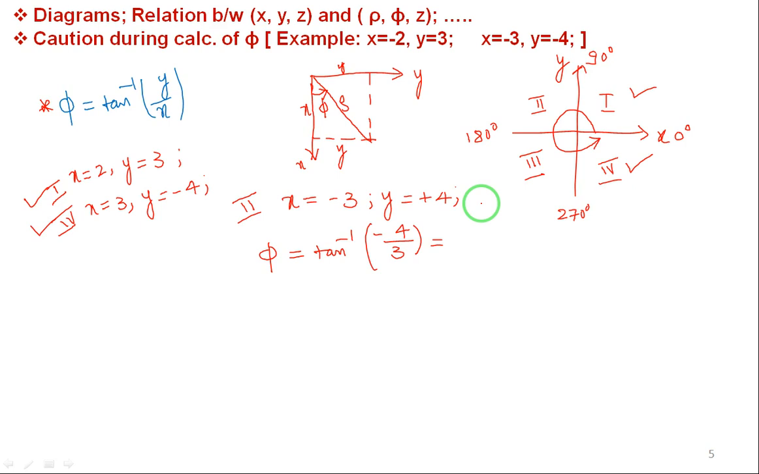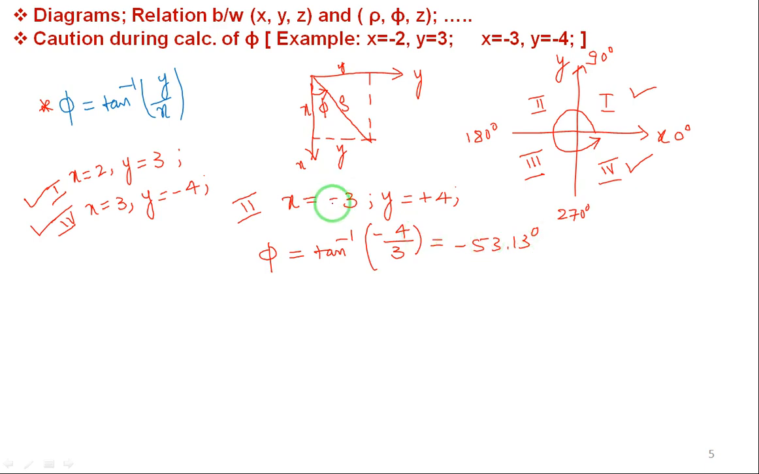Tan inverse of -4 by 3. How much will I get? Make it fast. -53.13 degrees. Yes, your friend is telling -53.13 degrees.